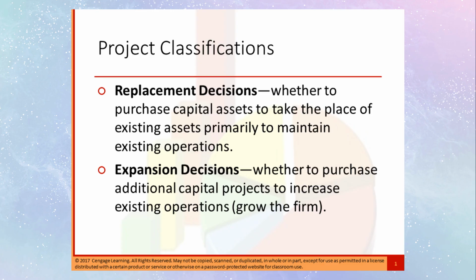Project classifications. Capital projects generally fall into 2 categories. First, we have replacement decisions, deciding whether or not we should buy new equipment to replace old ones and maintain current operations. Second, we have expansion decisions, investing in assets that can help grow the business, expand business capacity, or break into new markets.